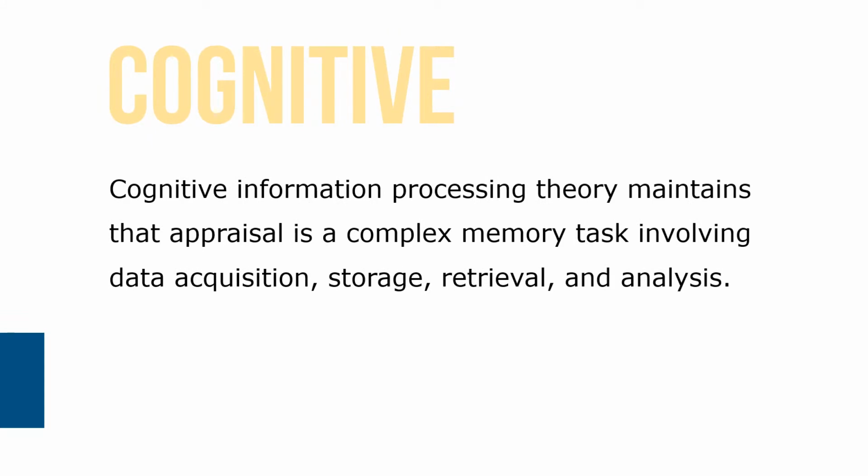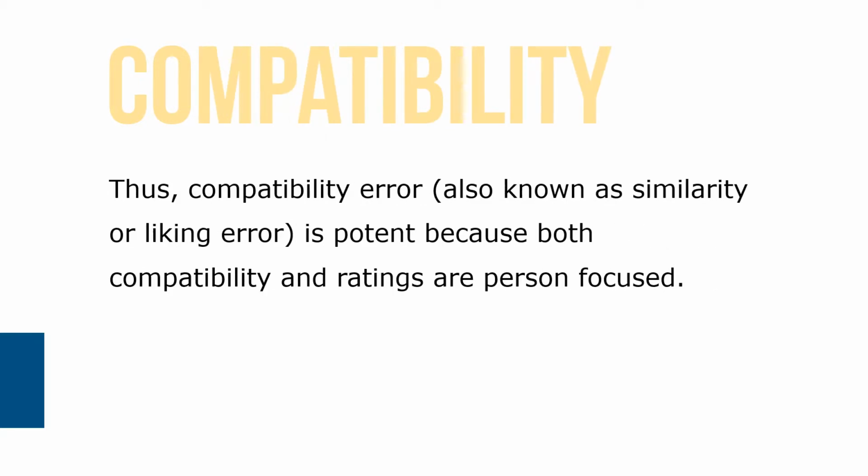Cognitive information process theory maintains that appraisal is a complex memory task involving data acquisition, storage, retrieval, and analysis. To process data, people employ subjective categories that in turn produce no less than 6 problems. Thus, compatibility error, also known as similarity or linking error, is potent because both compatibility and ratings are person-focused. Indeed, as noted above, most employees believe that their supervisor's opinions of them influence evaluation.